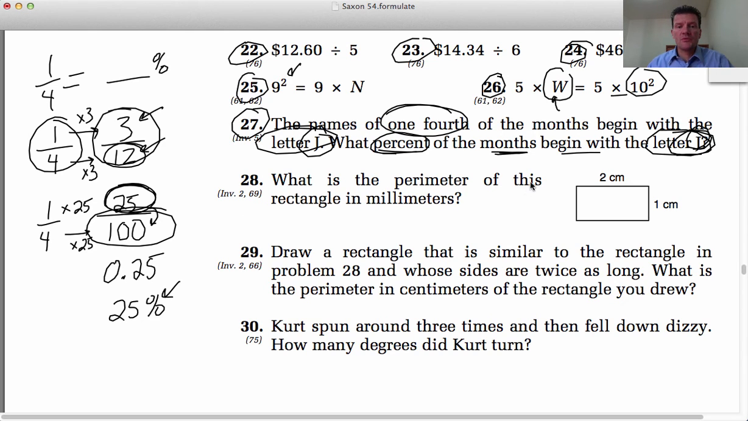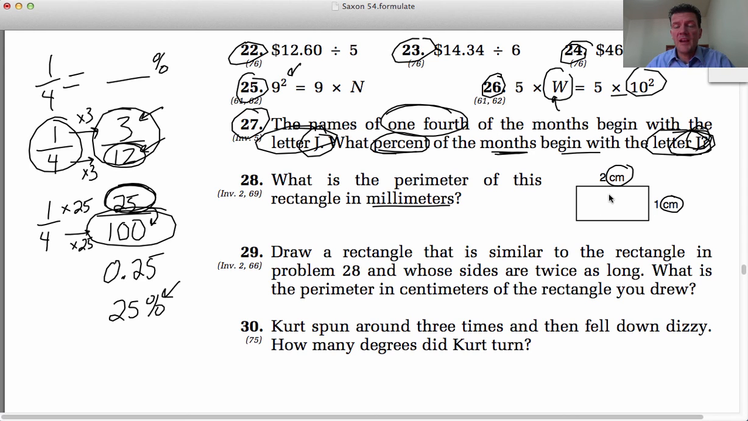What is the perimeter of this rectangle in millimeters? Notice, be careful, watch and read carefully. They're asking for the answer in millimeters. They give you the units here in centimeters. They're testing you. Okay, make sure you're reading and paying attention.